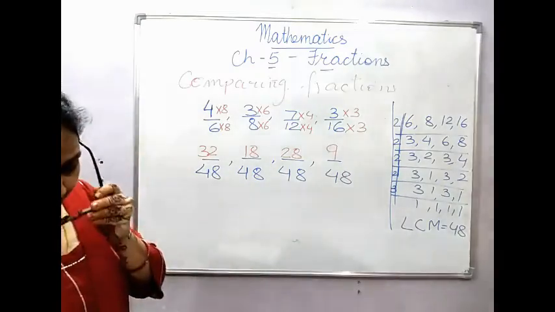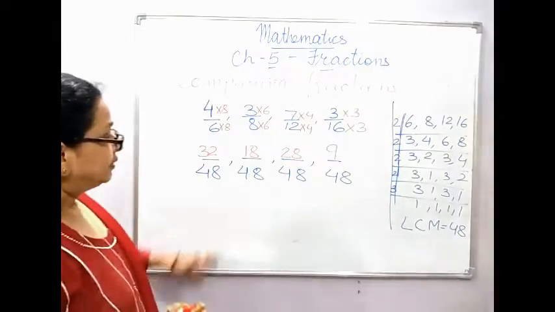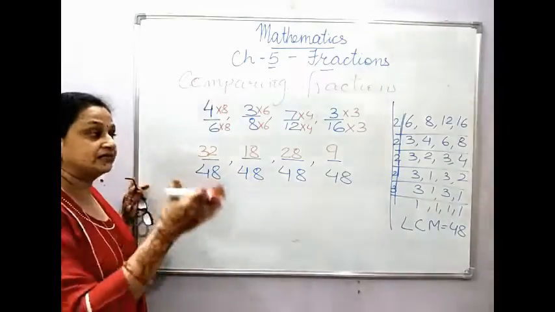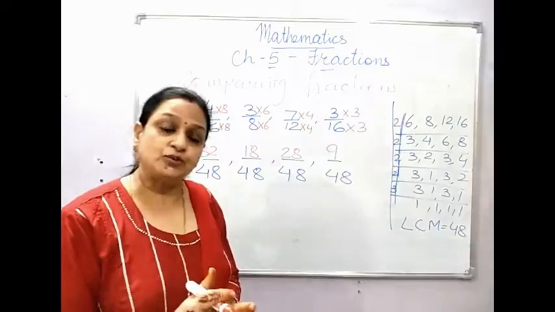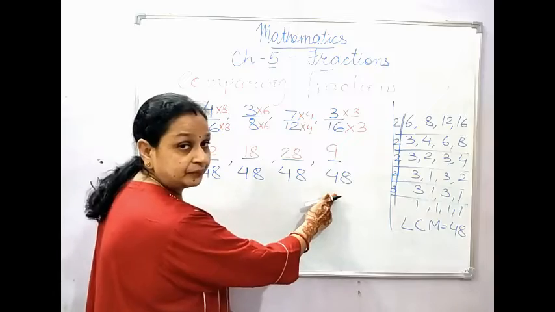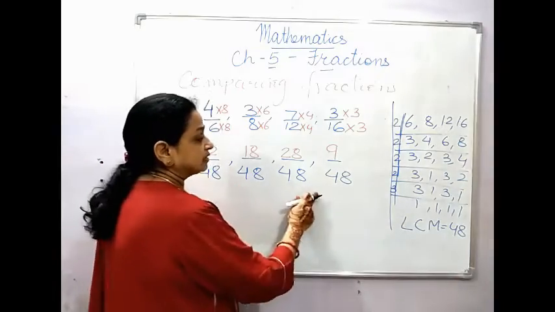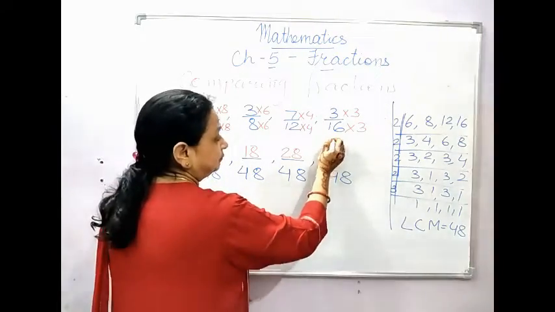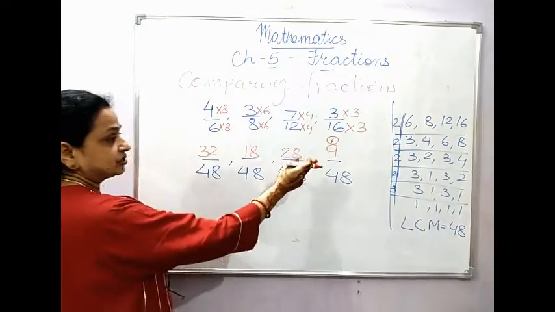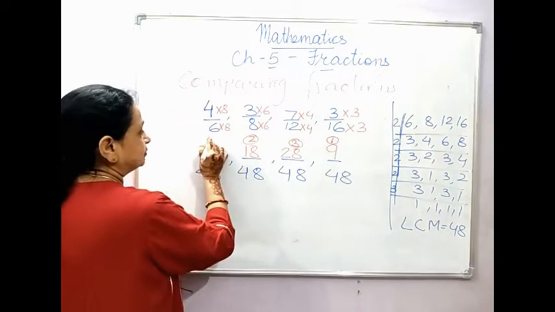Have a look once for all. 32, 18, 28 and 9 after multiplying this. Now you have got this. Now see children, you have got the same denominators. Now it's very easy for you to compare which one is smaller, which one is bigger. Because denominators are the same, the numerator which is smaller will be smaller. So which fraction is the smallest over here? This one. Okay, this. Which is bigger than this? This will be your second one, this will be your third, and this is your fourth.